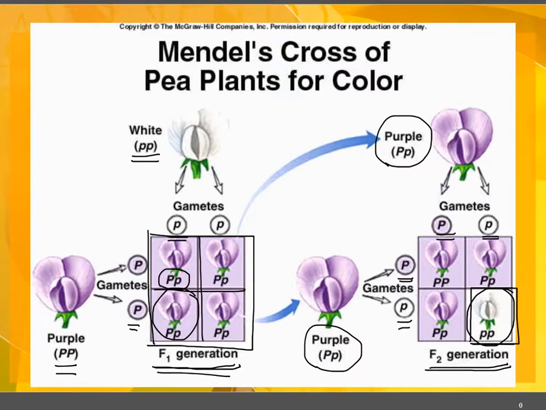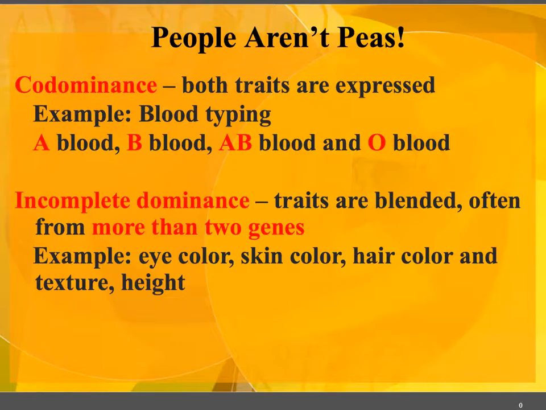So this was the kind of work that Mendel did, and it really provided a lot of the groundwork for understanding how things are inherited. But people aren't peas, and things in the human world are a little bit more complicated. This also applies to many other animals. Perhaps God directed Mendel to start with peas because he really picked traits that were either/or. They were dominant or recessive. But we have situations where there's codominance or incomplete dominance, multiple alleles. Things get much more complicated.